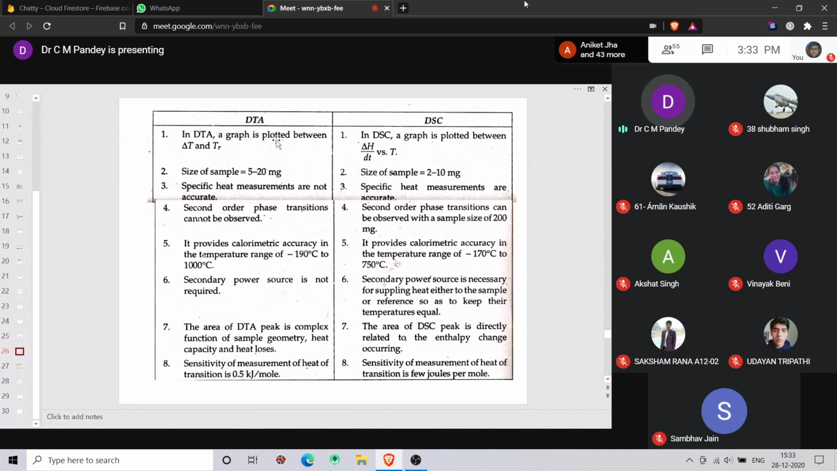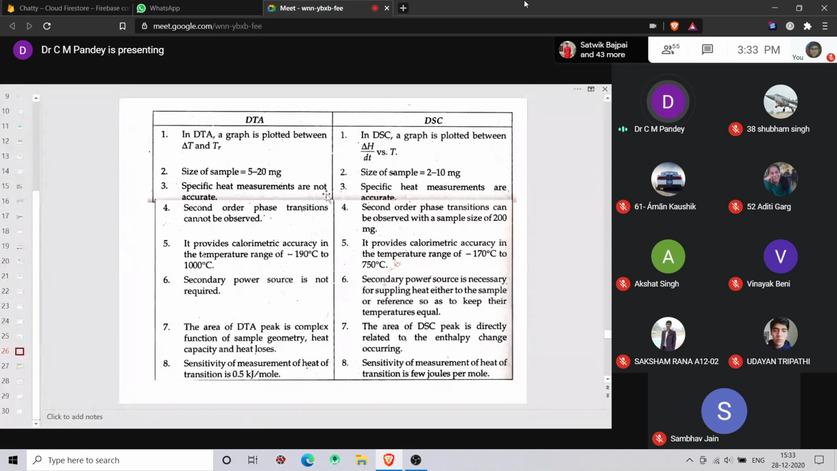Now, what is the major difference between DTA and DSC? In DTA, a graph is plotted between delta T and TR. Delta T is the temperature difference between the reference and the sample. Whereas in DSC, the graph is plotted between the change in heat versus the temperature. The size of the sample in DTA is 5 to 20 milligram, whereas the size of the sample in DSC is 2 to 10 milligram. The specific heat measurements are not accurate in DTA, while in DSC you can easily measure the specific heat.